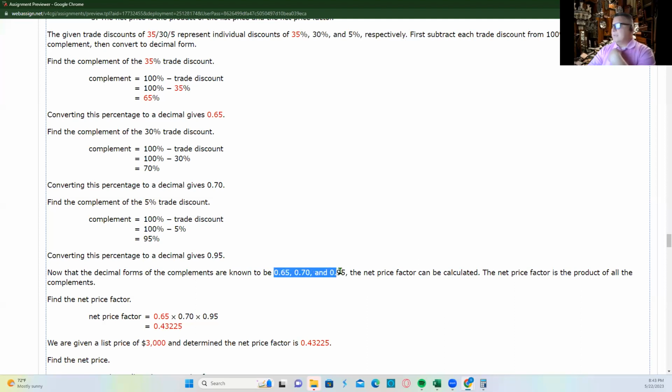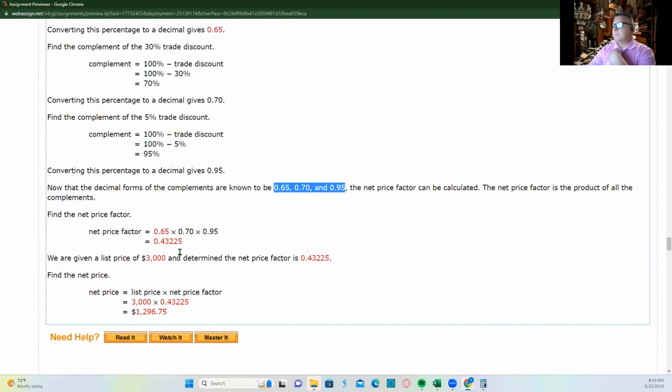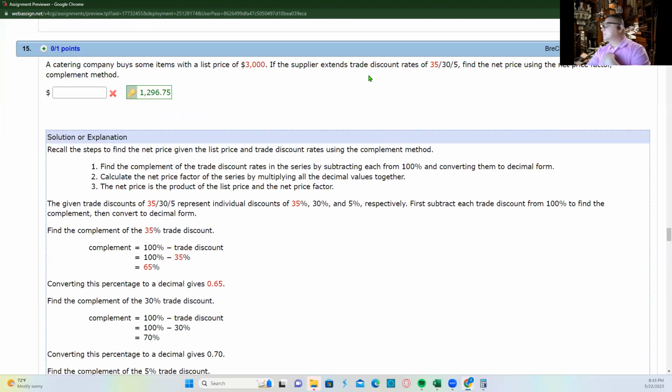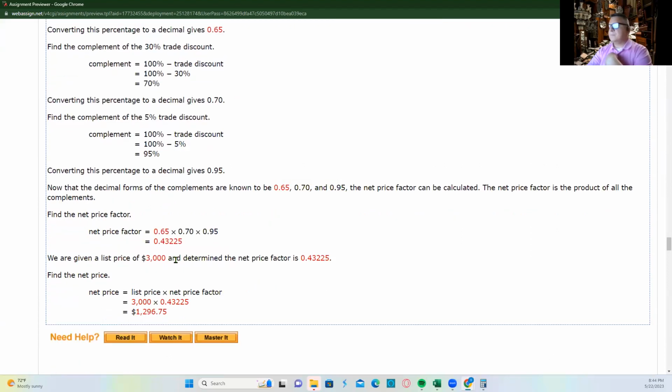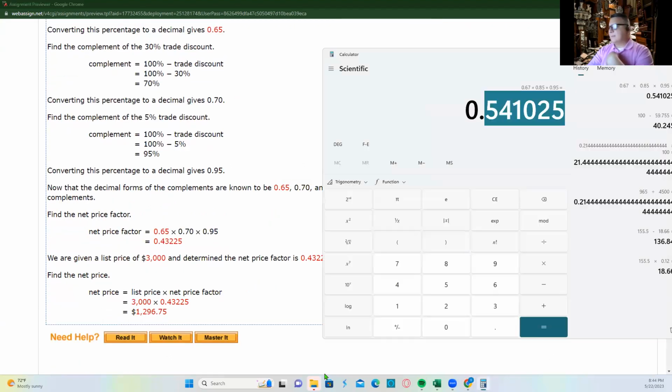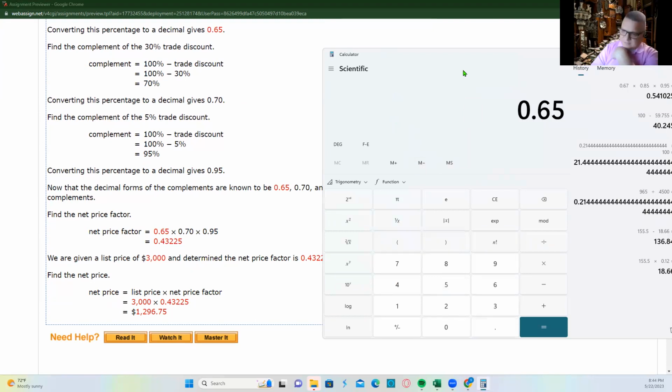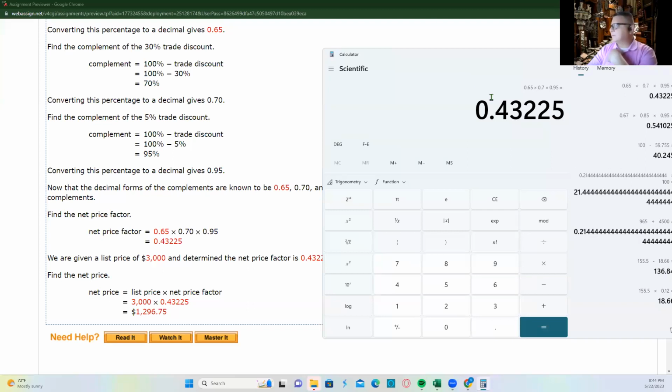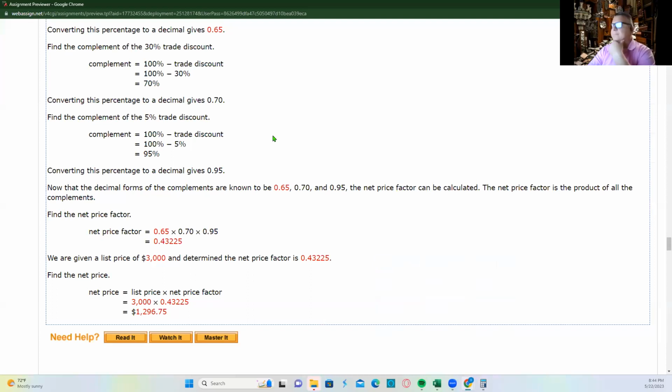We have all these 3 in decimal form. We multiply them together. Do they give us a number of places to round to? I don't think they say how many places to round that to. So let's see if it looks like 1, 2, 3, 4, 5, which is what they did last time. Let's see how exact they were on this. 0.65 times 0.7 times 0.95. Okay, so it came out to 5 places on its own, no need to round. That's why they didn't ask you to do that.